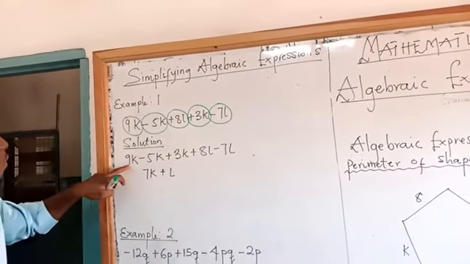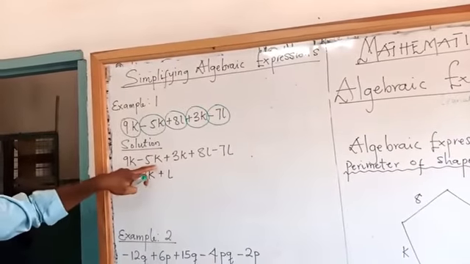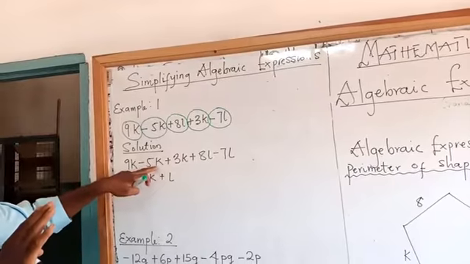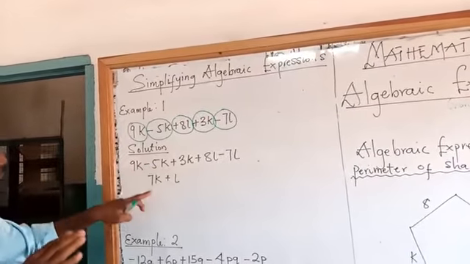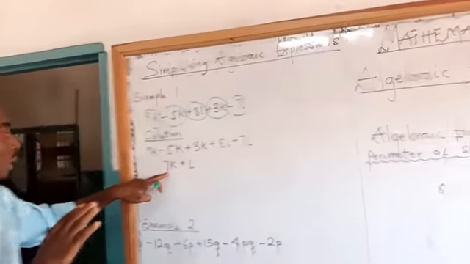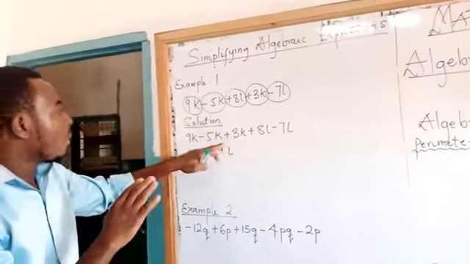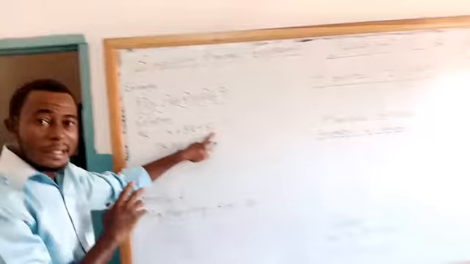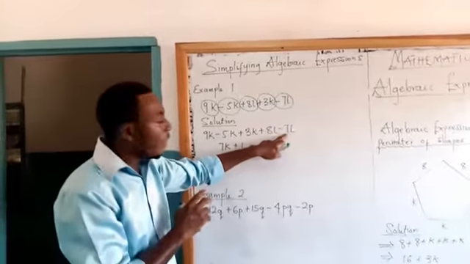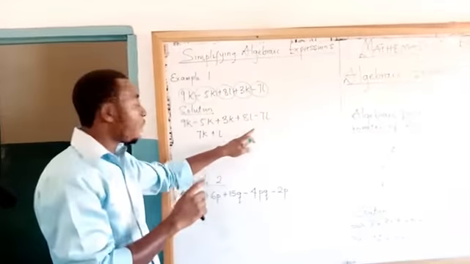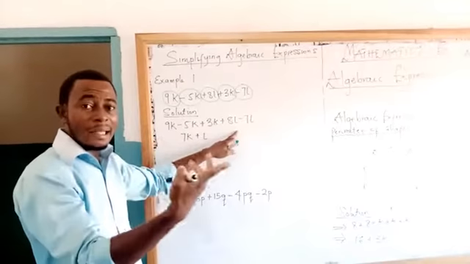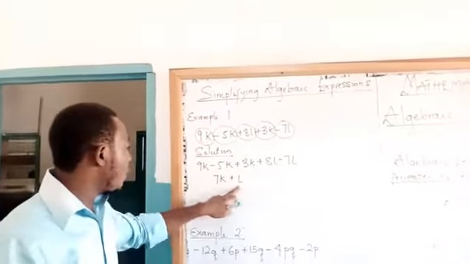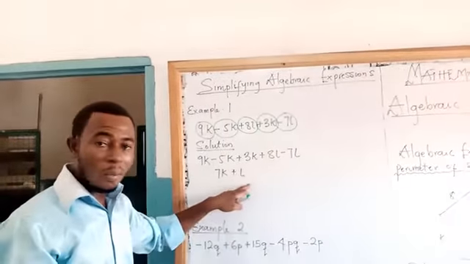Alright, so now 9k minus 5k will give us 4k. 4k plus 3k will give us 7k. Now positive 8L minus 7L, so we're going to have 1L, but like I said earlier, we don't write the 1. So the final answer is going to be 7k plus L.